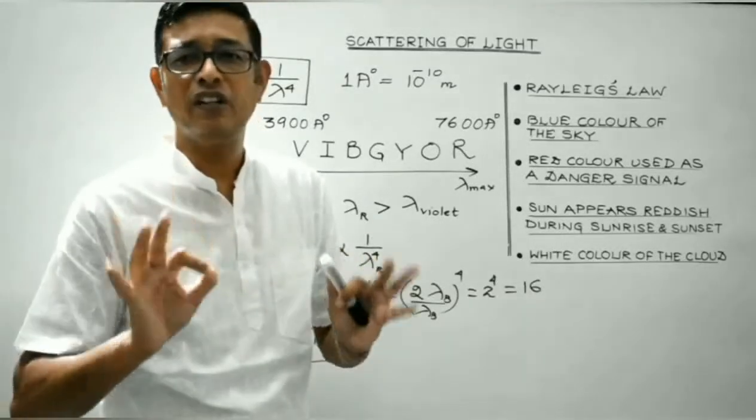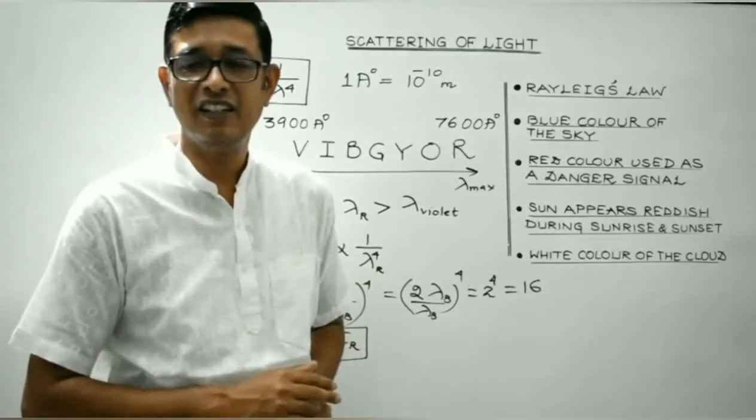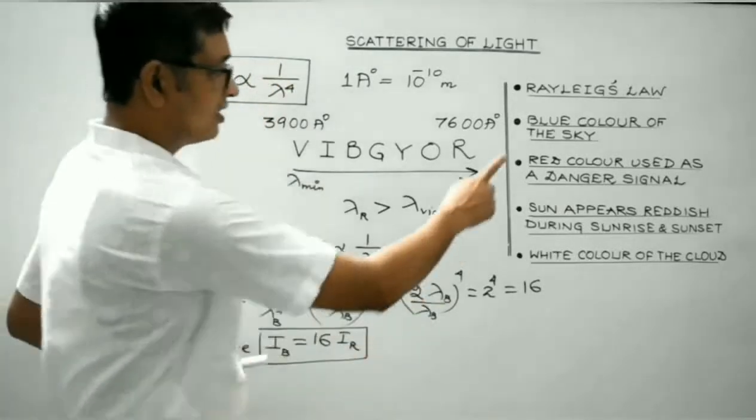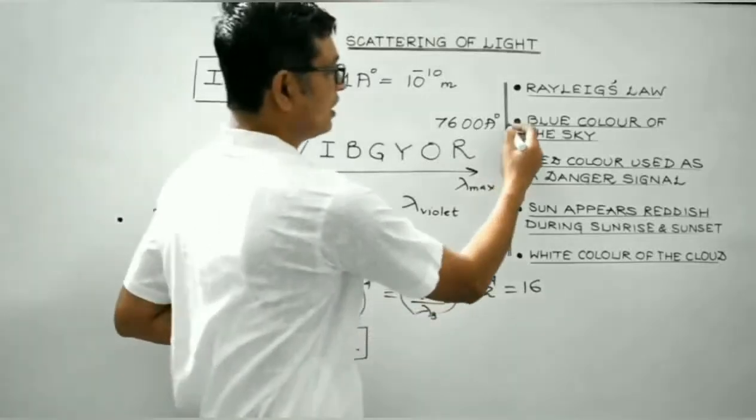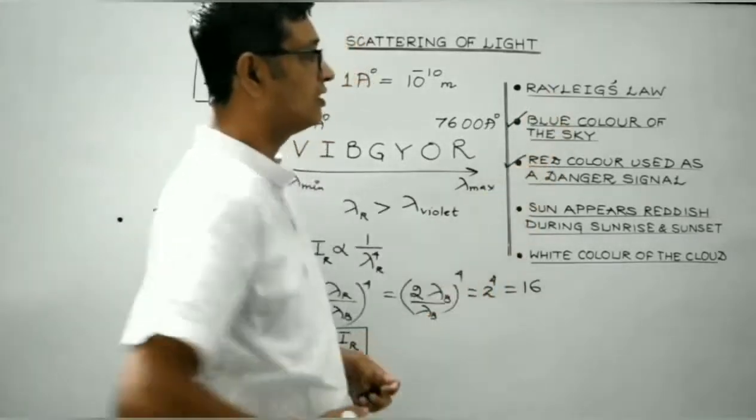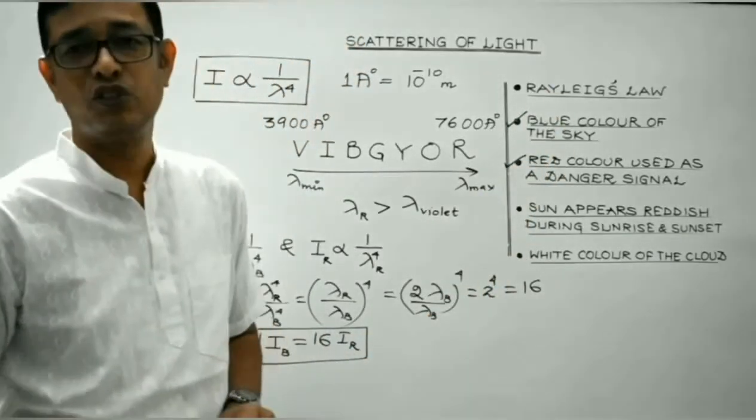So I hope you have now understood the concept behind it, right? So let's discuss the second application as well. You have done this one, the blue color of the sky. Let's discuss why red color is used as a danger signal.